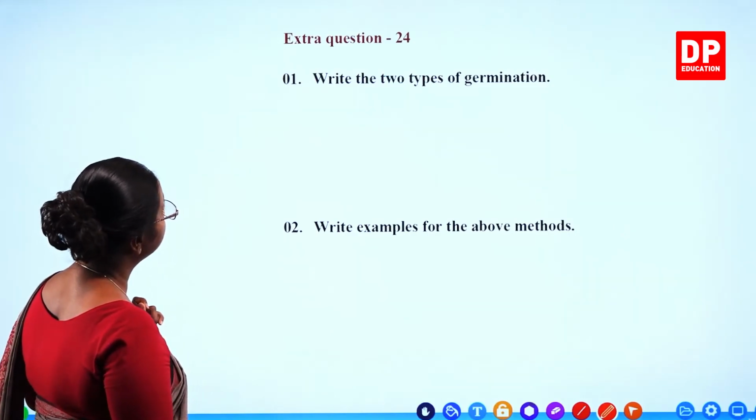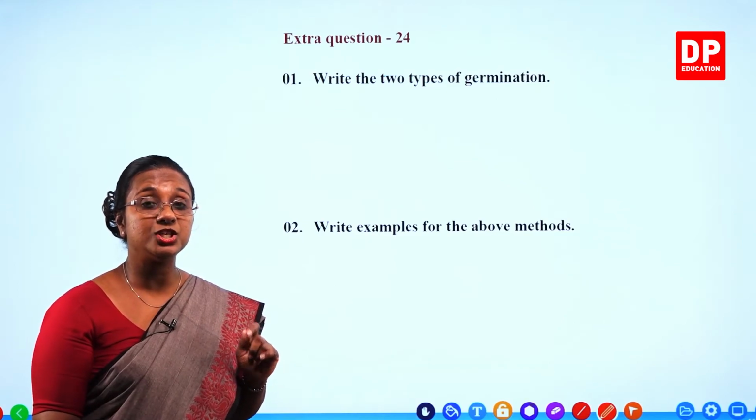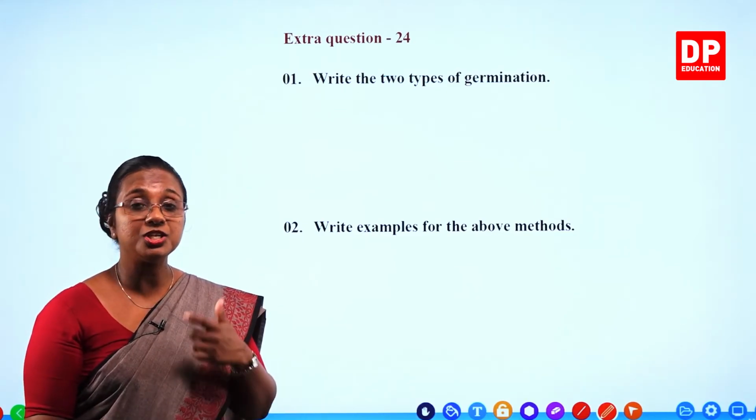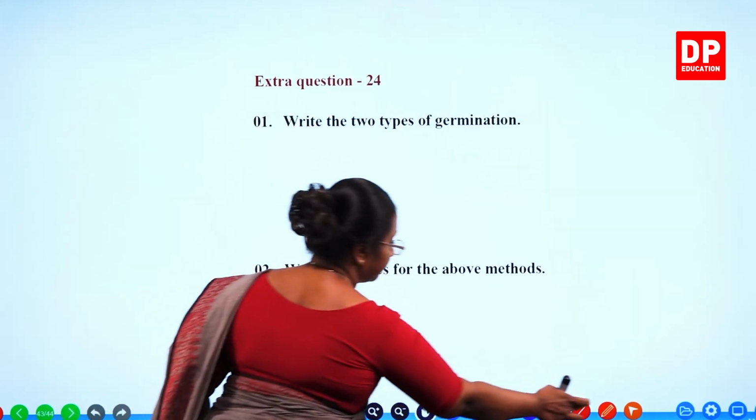Extra question 24. Write the 2 types of germination. What are the 2 types of germination? One is hypogeal germination, the other one is epigeal germination. So you all know that.